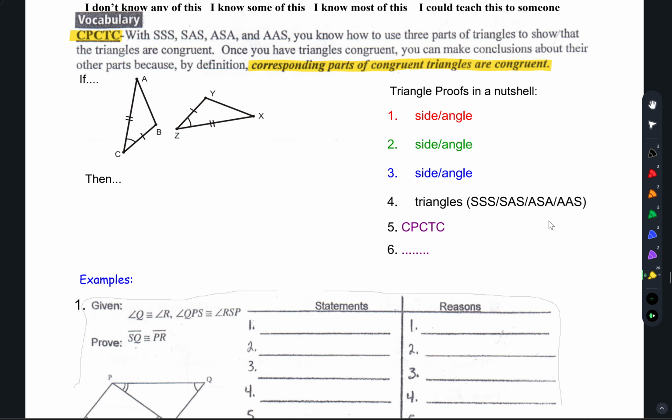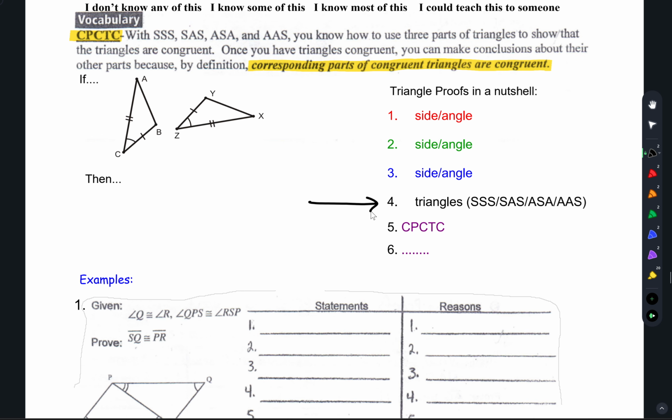Triangle proofs in a nutshell. This is exactly what we were doing the day before, right? We need 3 pieces, some combination of 3 pieces of congruent sides or congruent angles. Then in a 4th step, we say that my triangles are going to be congruent. This is not going to be our prove reason anymore. So you know how it says prove? We can't just steal this from the prove anymore. We're going to have to write these ourselves and know that they go right after we have 3 pieces that are congruent. And then we use SSS, SAS, ASA, AAS to then say that these triangles are congruent.